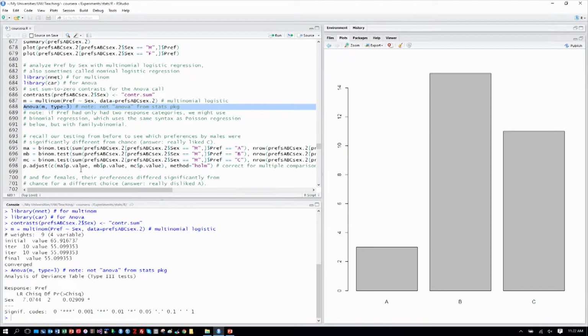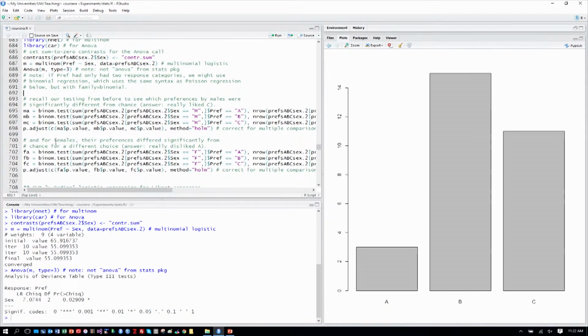If we had only two categories of response, we might have used binomial regression, another generalized linear model. But because we have three, we're using multinomial. So I make that note there. That's something you can look into if you have two response categories.